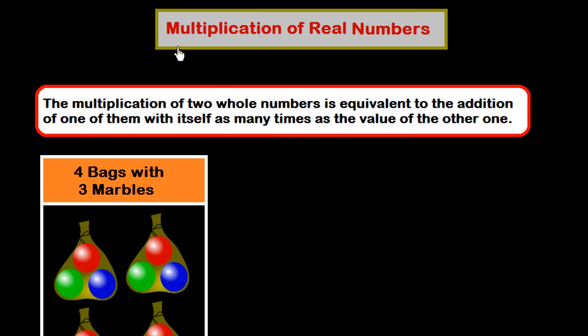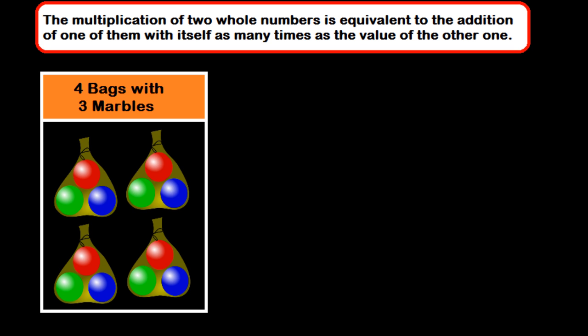Friends, in this session we study the multiplication of real numbers. The multiplication of two whole numbers is equivalent to the addition of one of them with itself as many times as the value of the other one. I will explain with an example. Here you see there are 4 bags, each bag having 3 marbles.